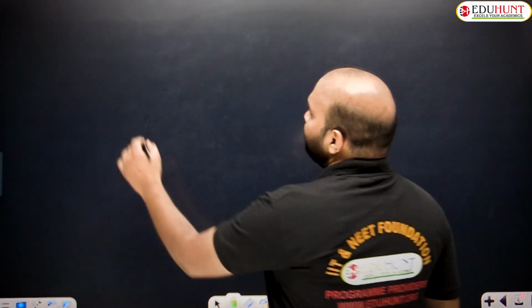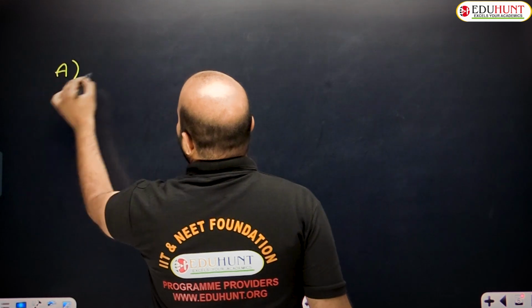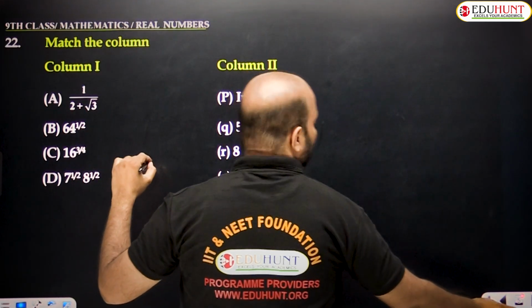So the value of A, what I am given, is 1 by 2 plus root 3.